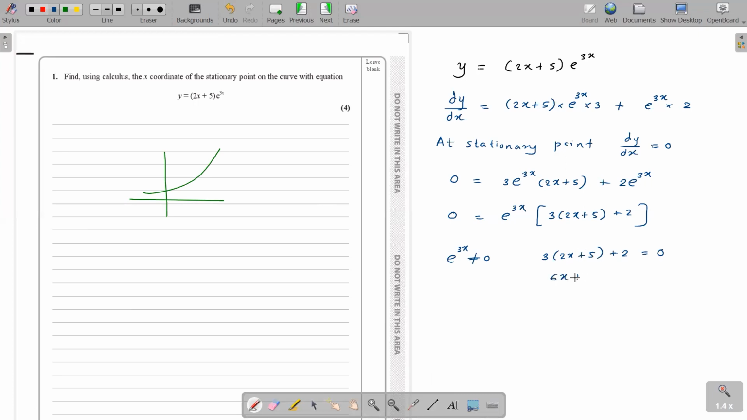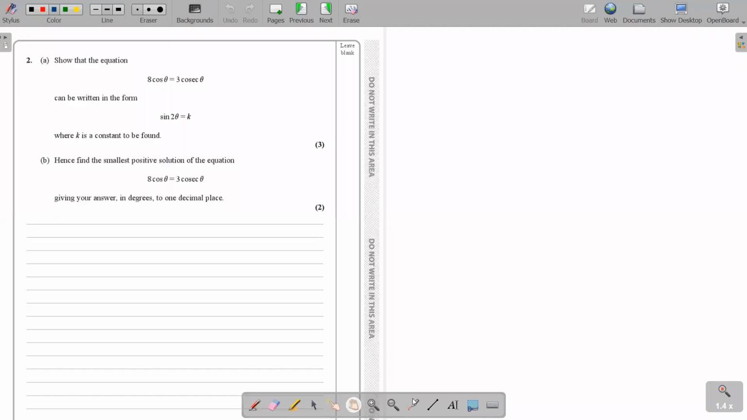So you get here 6x, 3 times 5 is 15, plus 2 equals 0. You get here 6x equals minus 17. So x equals minus 17 over 6. Okay, is this clear? Okay, moving on to question number 2.